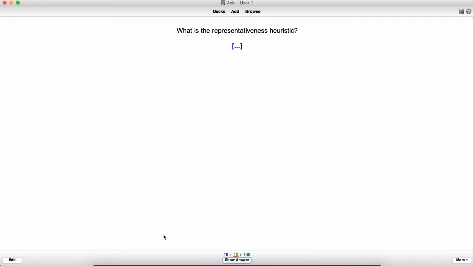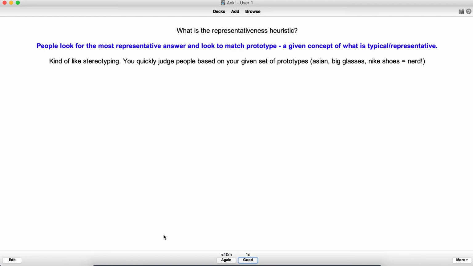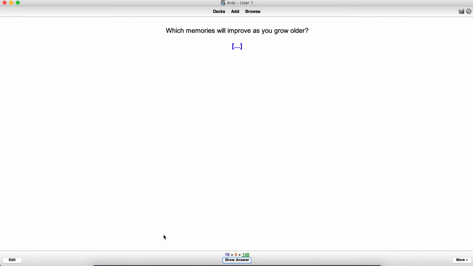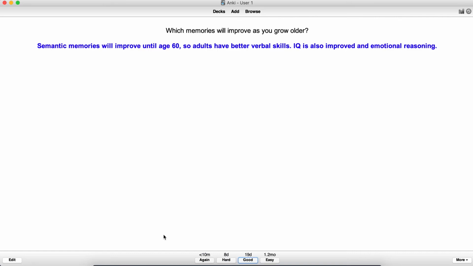What is the representative heuristic? It's just how we stereotype certain things in general. We judge things based on our pre-developed ideas, judge people based on stereotypes. Memories that improve as you grow older include your semantic memory, so those are the words and facts, up until about age 60. Your emotional intelligence also goes up, and your IQ goes up.